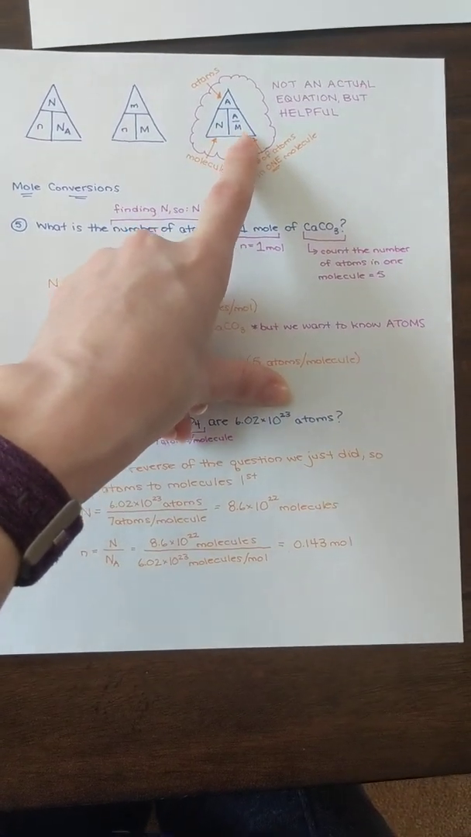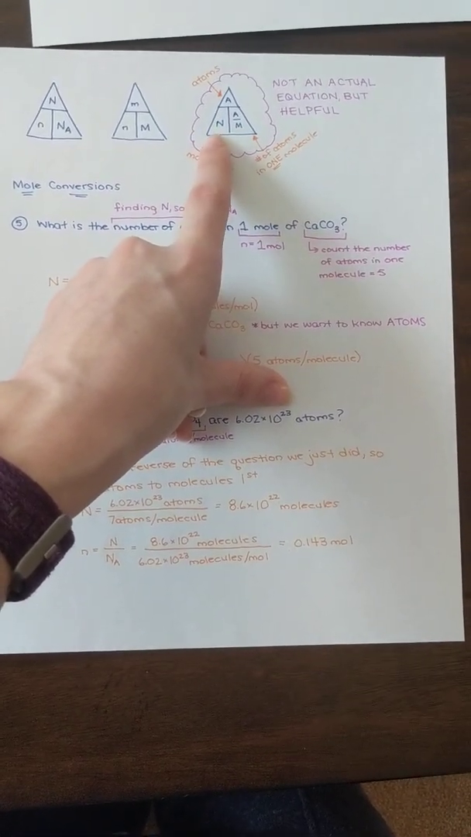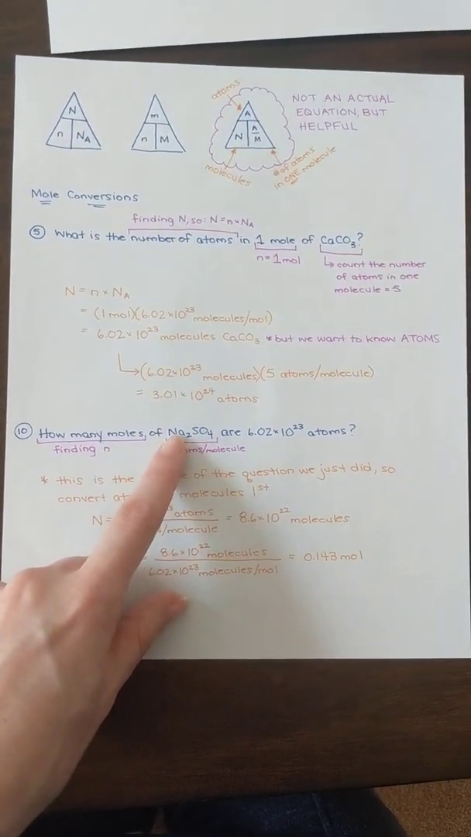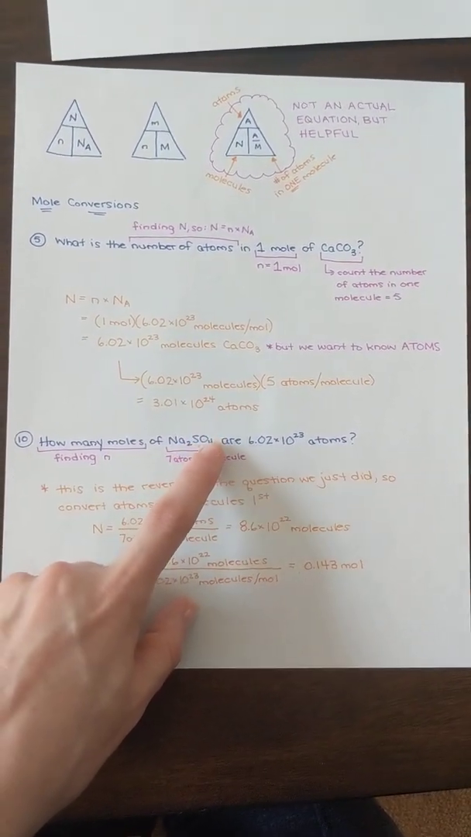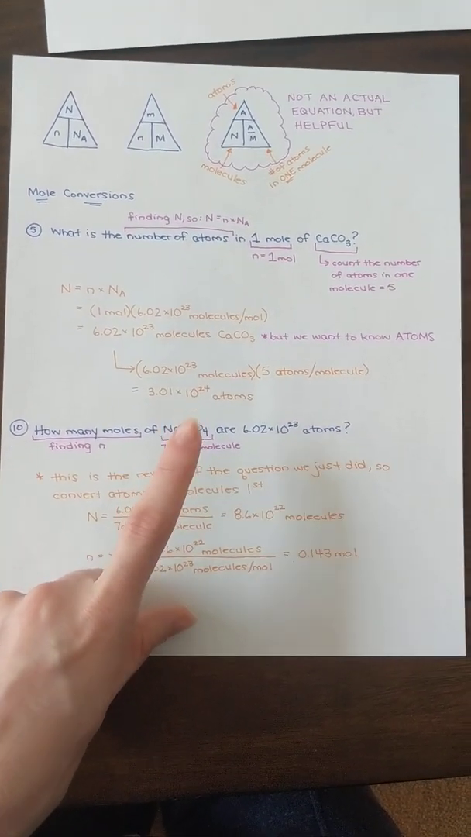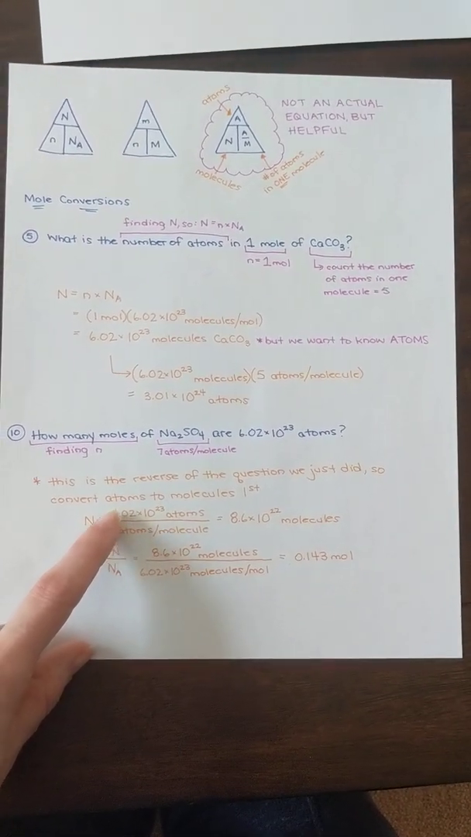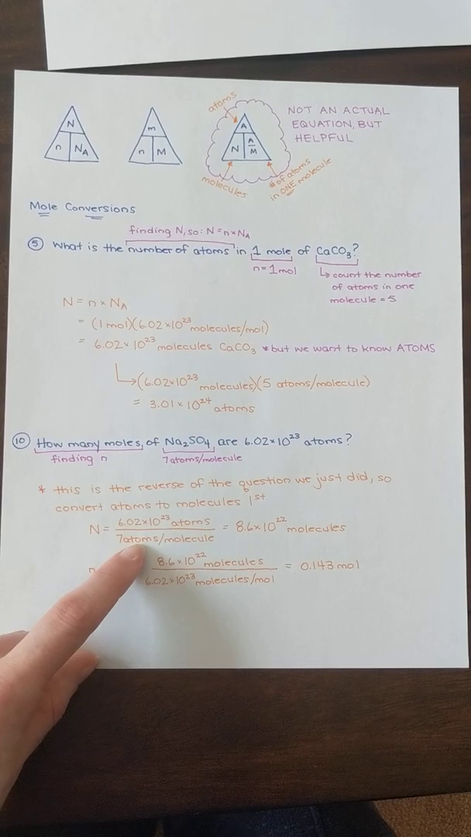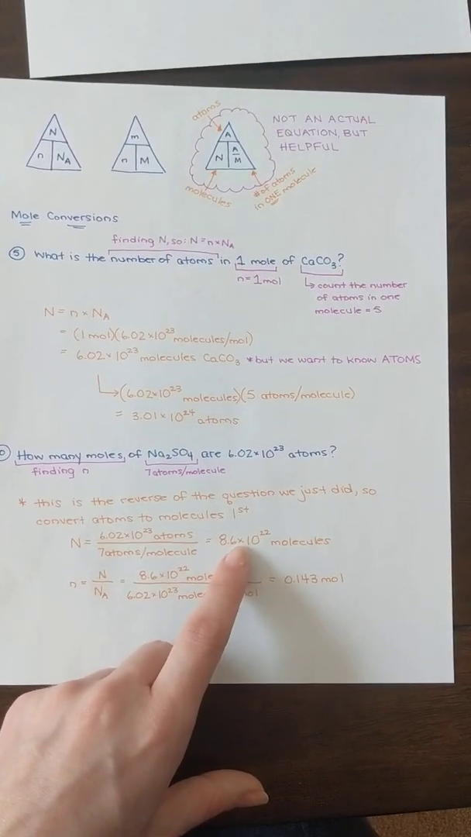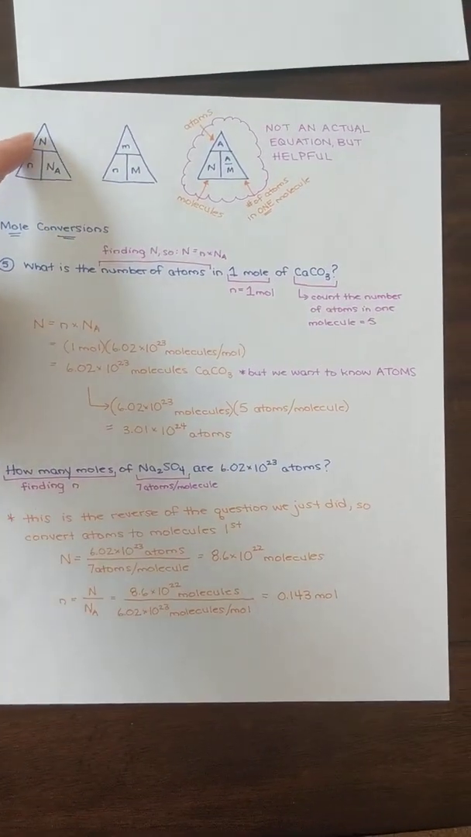We'll need to see how many atoms are in each molecule in order to find how many molecules are present. So let's count out this number. We've got 2 Nas, 1 S, and 4 oxygens, so 7 atoms per molecule. So I'm going to use that third triangle and do 6.02 times 10 to the 23 atoms goes on top, divided by how many atoms are in each molecule, and we'll come out to 8.6 times 10 to the 22 molecules present.